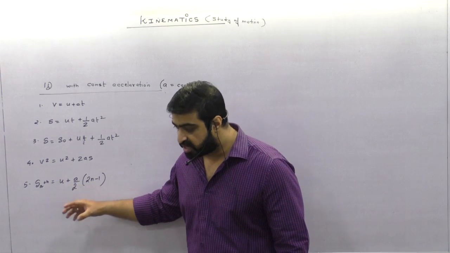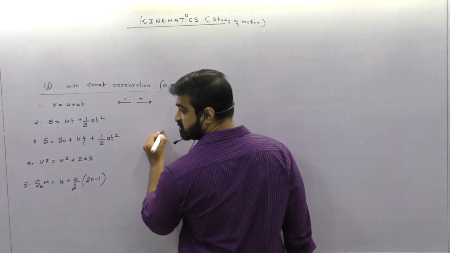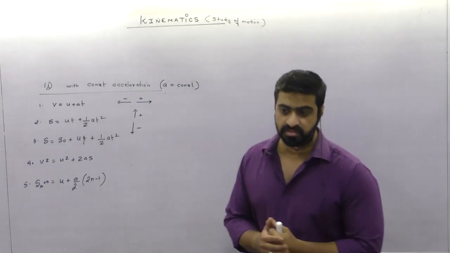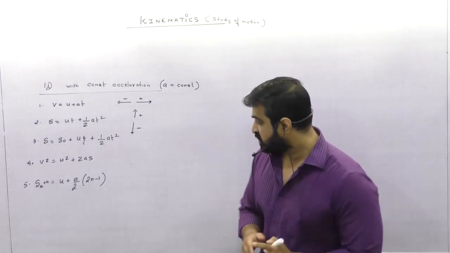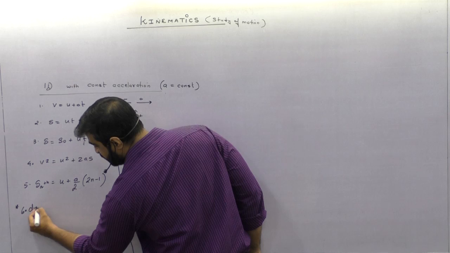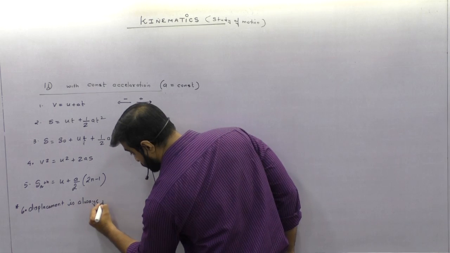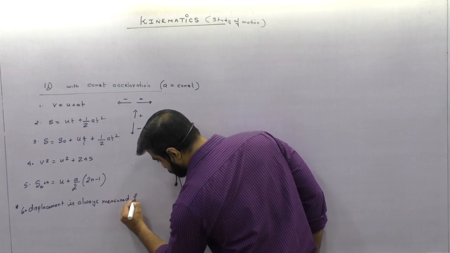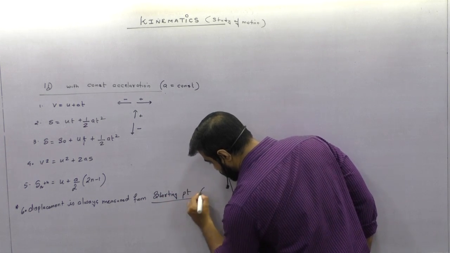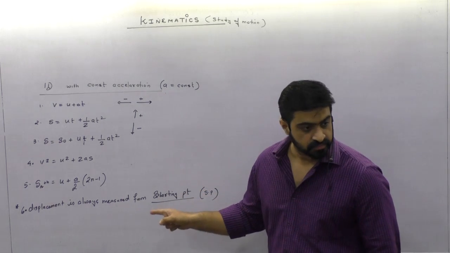अच्छा, इसके अंदर you will substitute everything with the signs. Like if you are taking this direction as plus, this direction will be minus. Similarly, up is plus, so down will be taken as minus. So you have to substitute everything with sign convention. Got it, everyone? The most important point: displacement is always measured from the starting point. That is SP. Always remember this, huh? Okay.